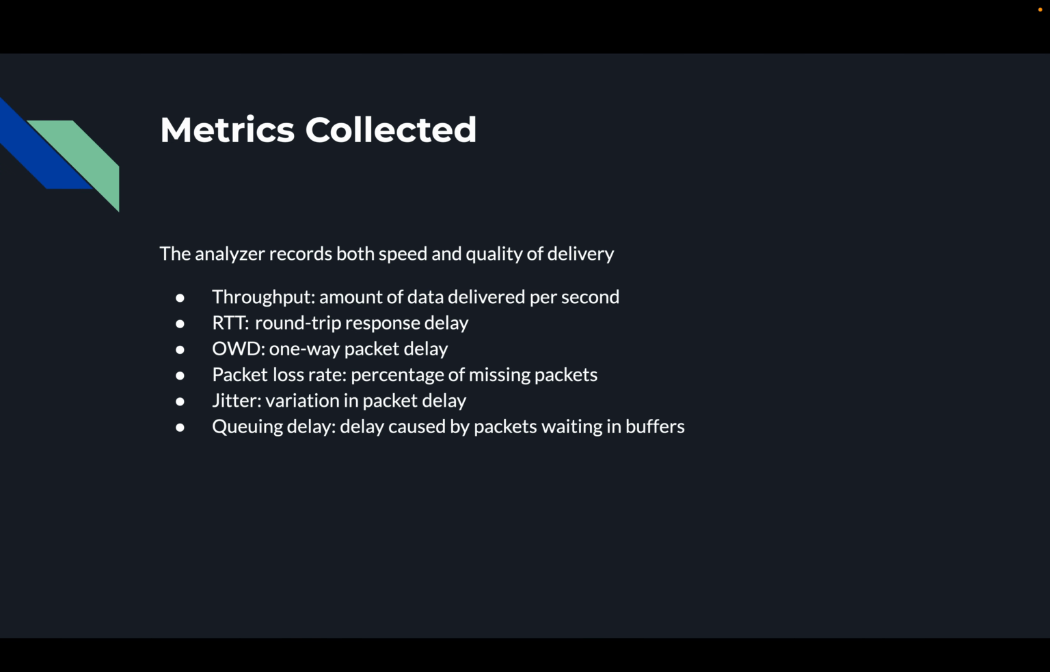The metrics we were able to collect were throughput, which is the amount of data delivered per second, our round trip response delay, as well as our one-way packet delay. We have a general packet loss rate, the percentage of missing packets. We were also able to view jitter, which is the variation in packet delay, and queuing delay caused by packets waiting in the buffers.